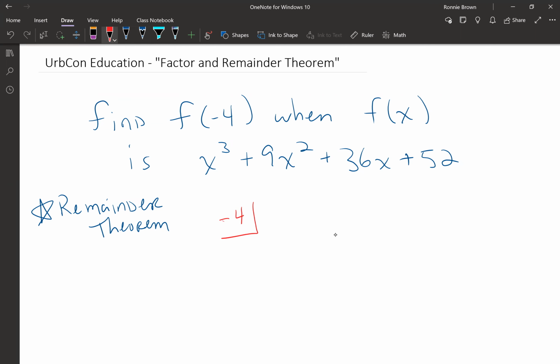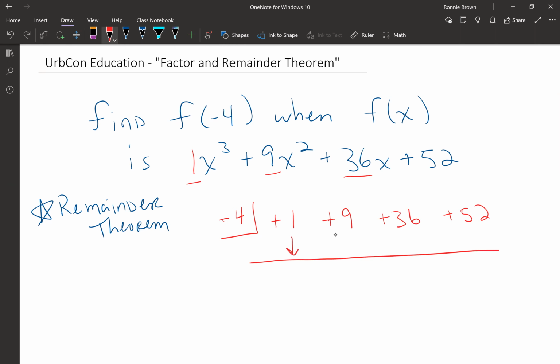And just like in normal synthetic division, we're going to write all the coefficients of this polynomial function. So we see that there's an invisible 1 there, so I'll do +1. The next one is +9. And notice that I don't have to add any placeholders because it's going in descending order. There are no exponents that are missing. So +1, +9, +36, and +52. I draw my line and then I go ahead and begin.